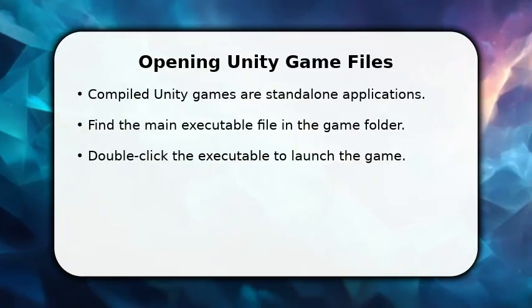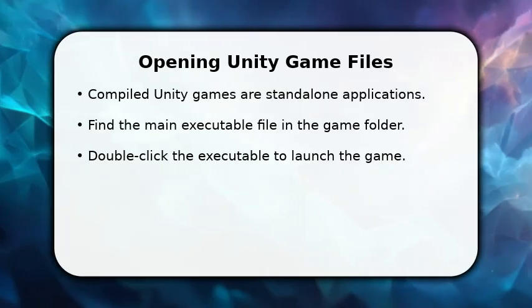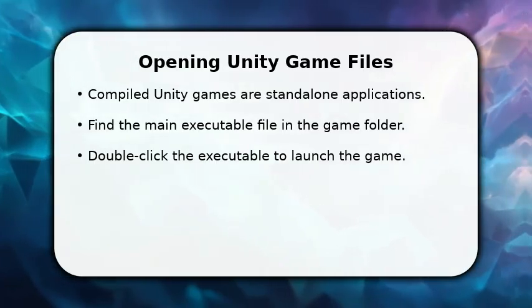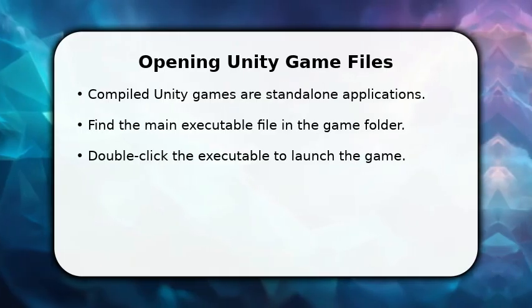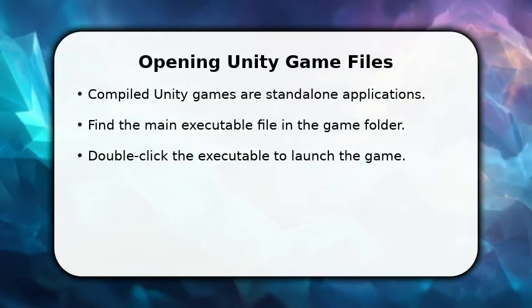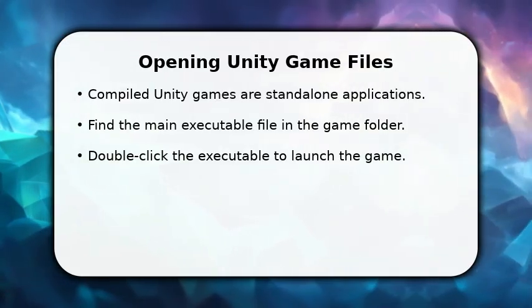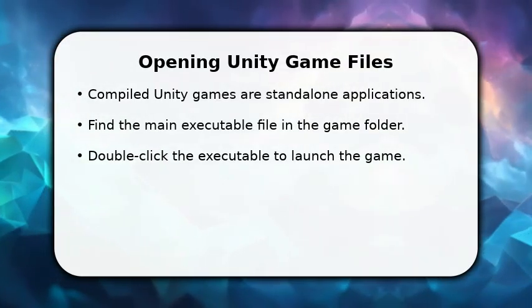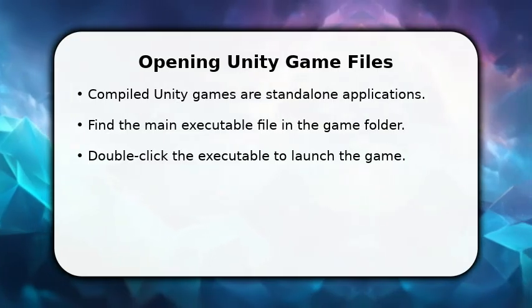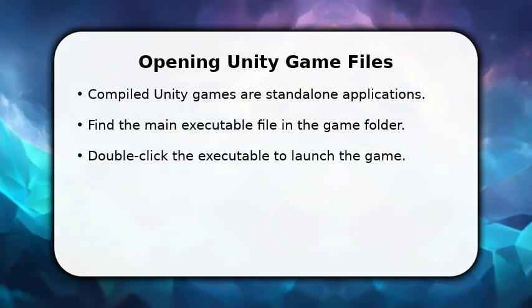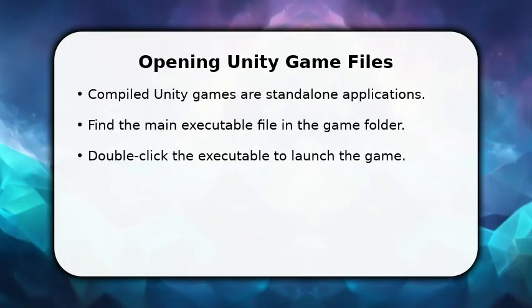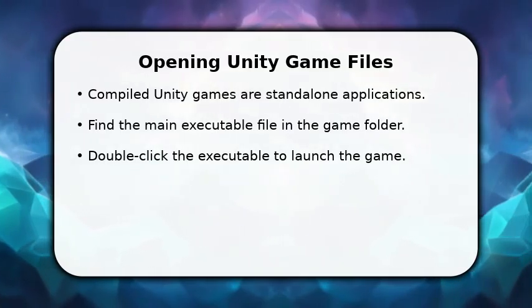In this video, I will explain how to open Unity game files. Unity games, once built, are standalone applications. You don't need the Unity editor to run them. Simply navigate to the game's installation directory. Look for the main executable file, which often shares the game's name. Double-clicking this file will launch your game directly, allowing you to start playing immediately.